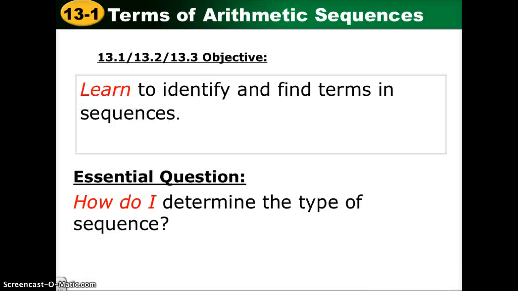Chapter 13. We're going to combine the first three lessons together because they're all about sequences. So we want to learn to identify and find terms in sequences. And our essential question: how do I determine the type of sequence?